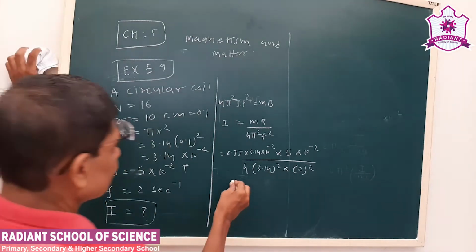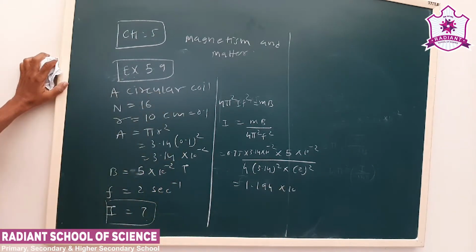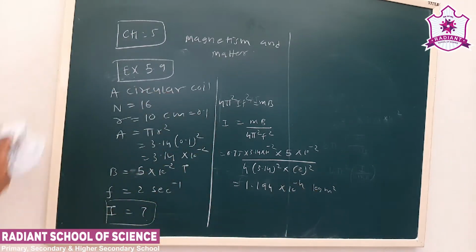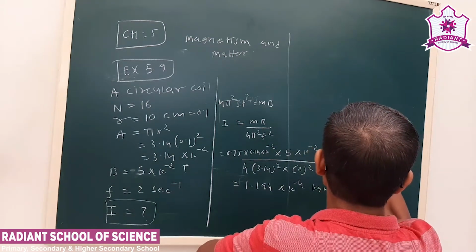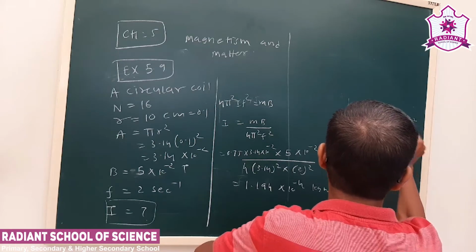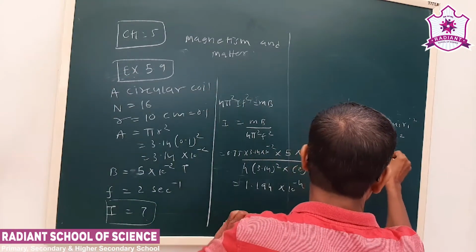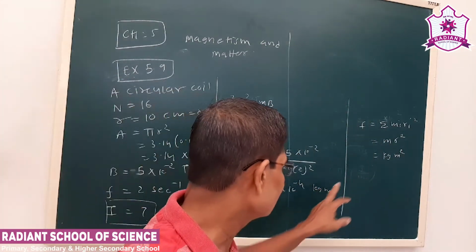the value of I as 1.194 into 10 to minus 4 kg meter square. Remember the unit of moment of inertia: we used the formula I is equal to sigma m r square. That is a simple formula. Mass is in kg, distance is in meter, so the unit of moment of inertia is kg meter square.